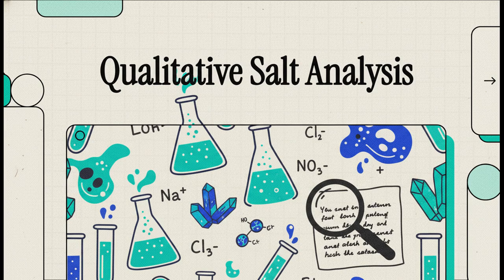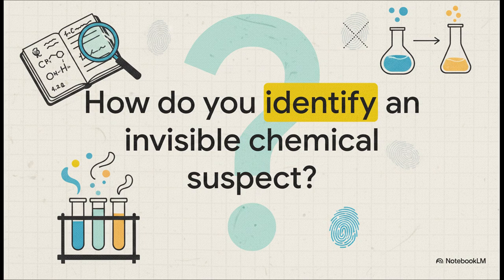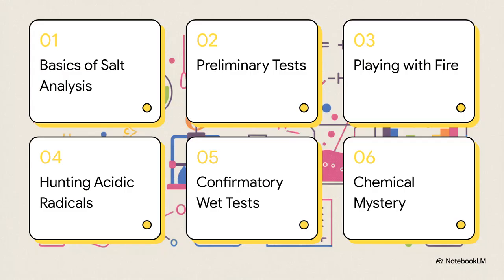Let's dive in. Think about it for a second. How do you identify a chemical suspect you can't even see? We're going to treat these notes as our very own detective's notebook to logically narrow down and unmask these unknown salts. Obviously, we don't have fingerprints or DNA at a molecular crime scene. Instead, we have to use heat, specific chemical reactions, and really careful observation to force these mystery compounds to reveal their true identities. Here is our investigative master plan.